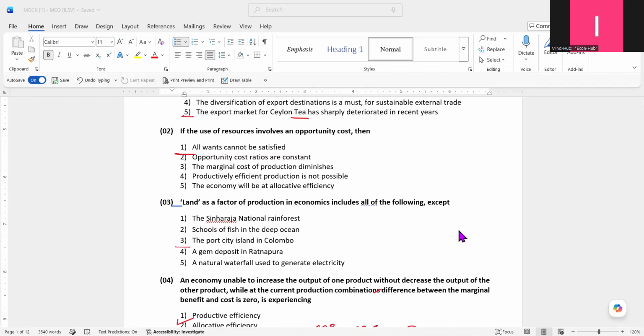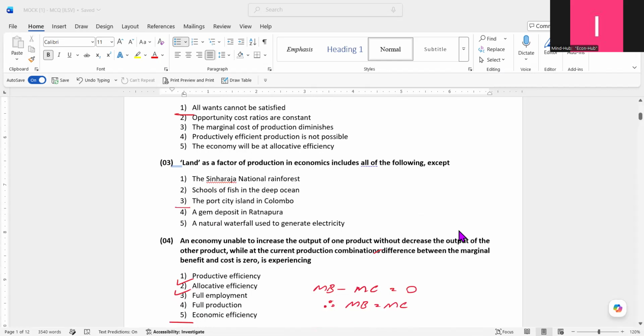So the origin of opportunity cost, or the base for opportunity cost, is relative scarcity of resources with alternative uses, which means we can't satisfy all our wants. Even if we attempt to do so, we will not be successful as we have scarcity of resources. Thus, we come to the conclusion that all wants cannot be satisfied. Answer number 1 for question number 2.